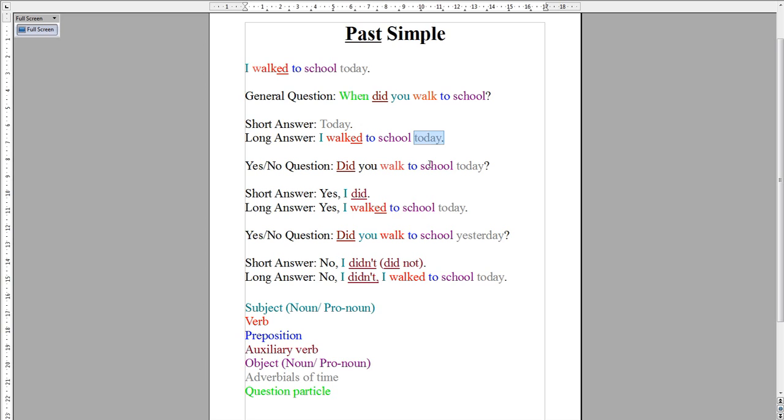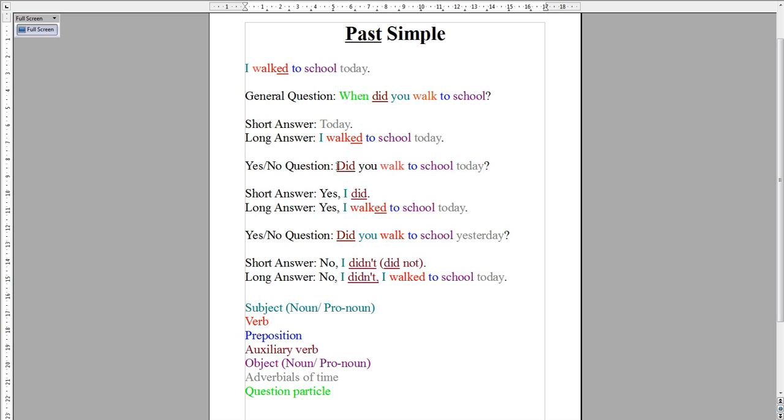We also have yes and no questions, which of course can be answered with yes and no, depending on whether the question is correct or incorrect. First, we're going to look at a question which is correct. We have the question here, did you walk to school today?